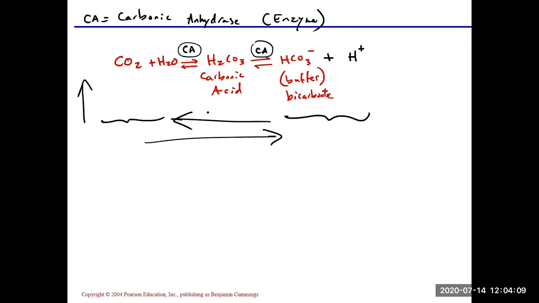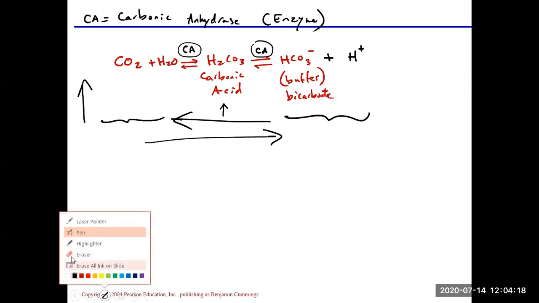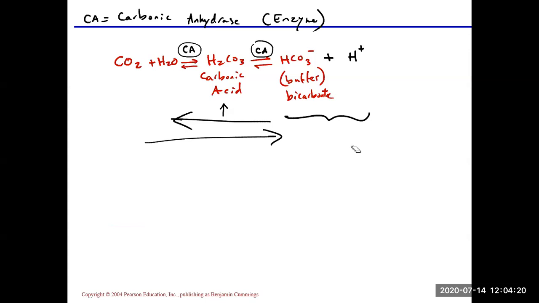However, if we introduce just one carbonic acid in this equation that are equal, let's say you don't have too much carbon dioxide and you don't have too much bicarbonate, it's just like that.